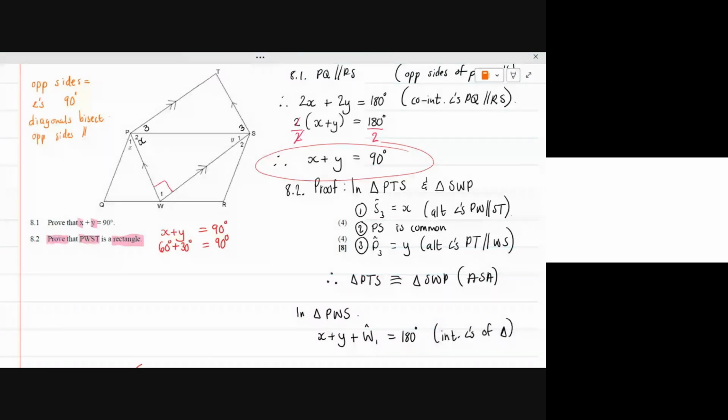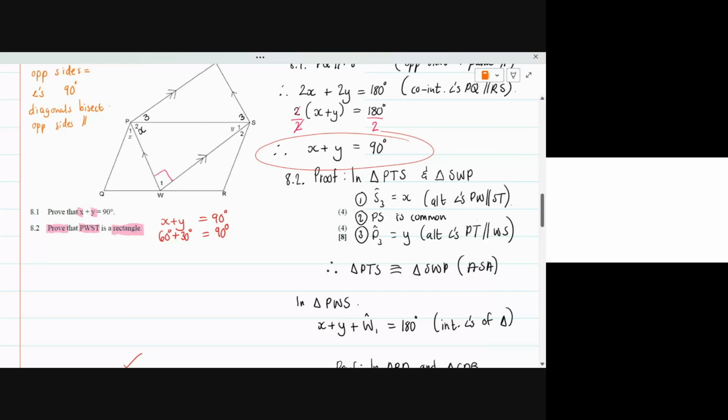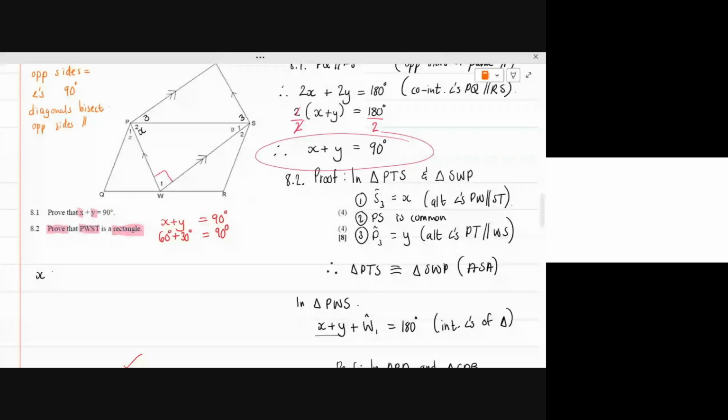Now, I already know that x plus y is equal to 90 degrees. So I'm just carrying on over here because I've run out of space. X plus y equals 90 degrees. Therefore, W1 must equal 90 degrees. Okay, does that make sense? Everyone okay with that idea? Thumbs up? I hope everybody's cool with that.